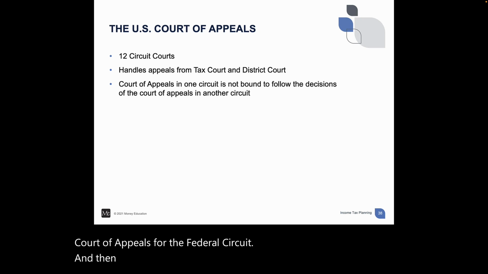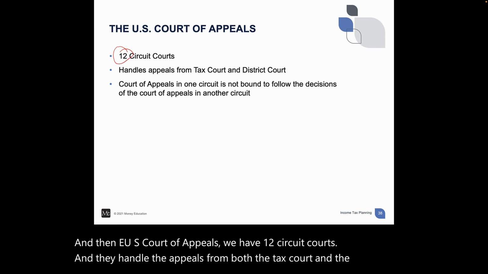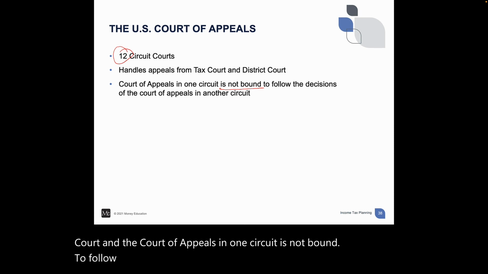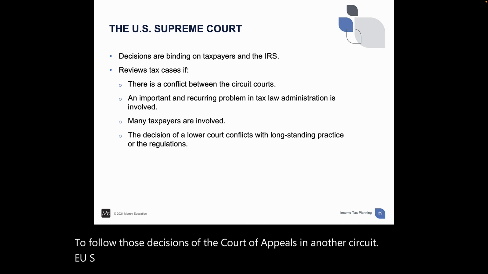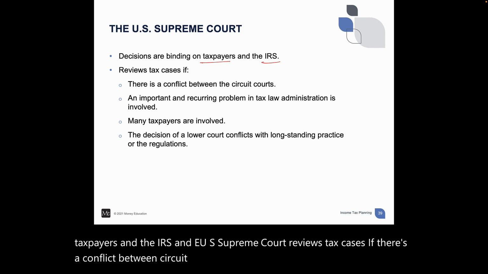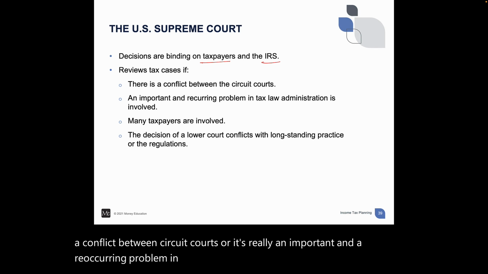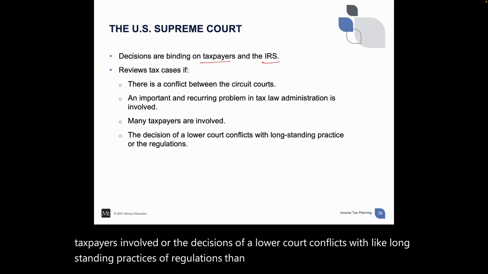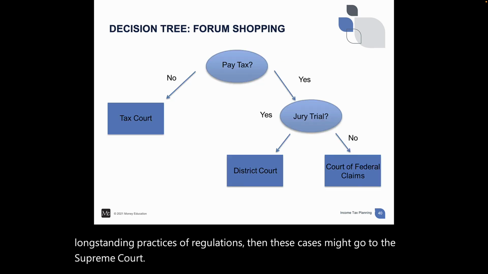And then the U.S. Court of Appeals, we have 12 circuit courts, and they handle the appeals from both the tax court and the district court. And the Court of Appeals in one circuit is not bound to follow those decisions of the Court of Appeals in another circuit. The U.S. Supreme Court, right? These decisions are binding for both the taxpayers and the IRS. And the U.S. Supreme Court reviews tax cases if there's a conflict between the circuit courts, or it's an important and recurring problem in tax law administration, or there are several taxpayers involved, or the decisions of a lower court conflict with long-standing practices or regulations. Then these cases might go to the Supreme Court.